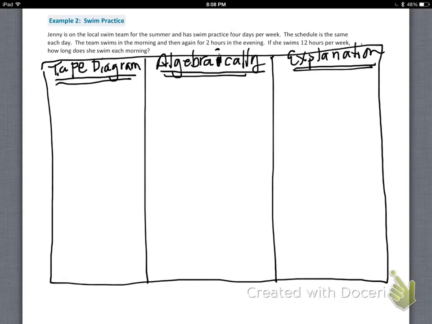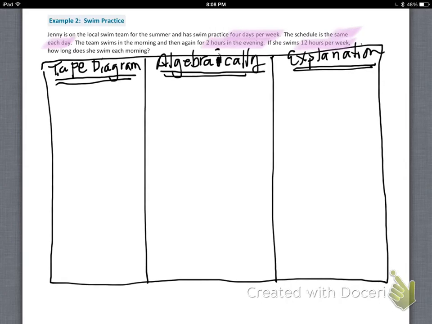Jenny is on the local swim team for the summer and has swim practice 4 days per week. Okay, I like to highlight or underline these things I need to know. So, 4 days per week. The schedule is the same each day. That helps. Okay, the team swims in the morning and then again for 2 hours in the evening. If she swims 12 hours per week, how long does she swim each morning?